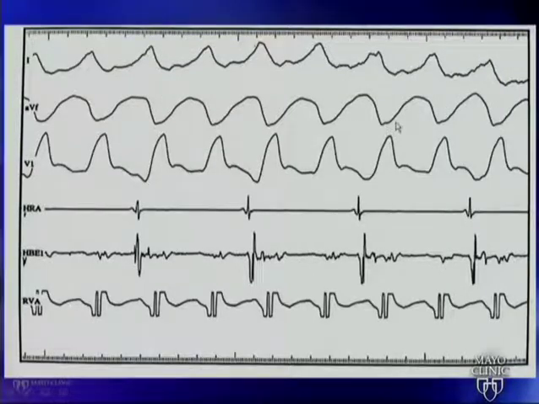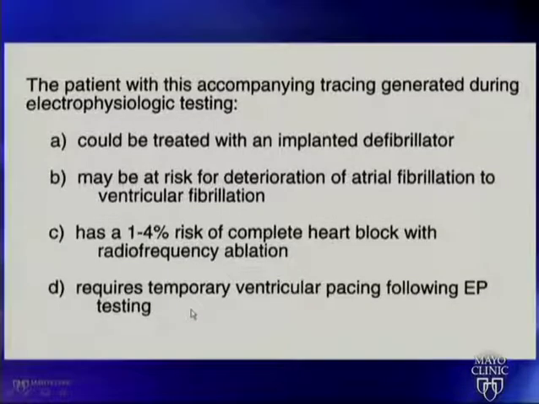This is the EKG, ventricular electrograms, atrial electrograms. And I'll take your answers here, and we'll be done.